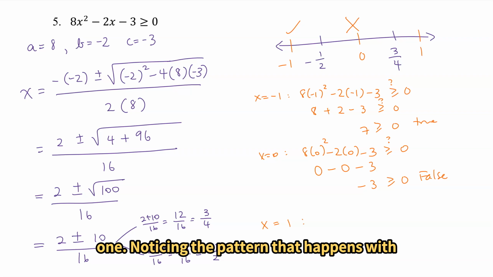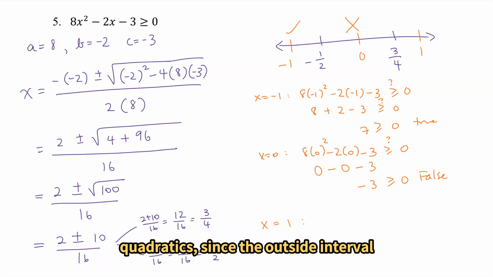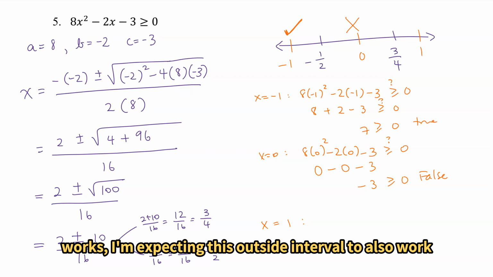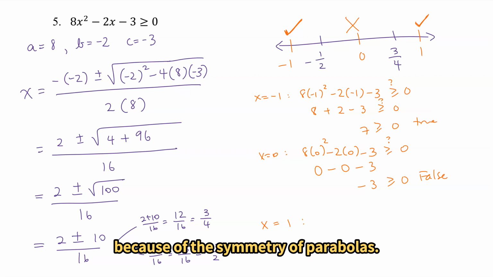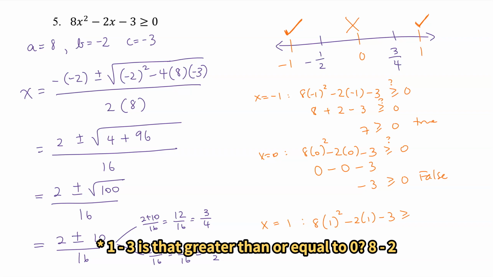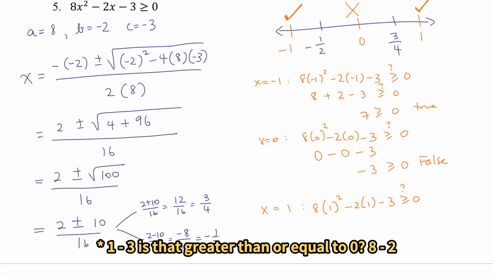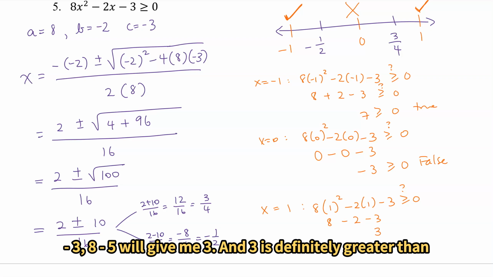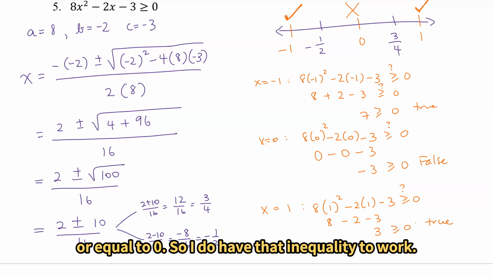And x equals 1. Noticing the pattern that happens with quadratics, since the outside interval works, I'm expecting this outside interval to also work because of the symmetry of parabolas. But let's double check and make sure. 8 times 1 squared minus 2 times 1 minus 3, is that greater than or equal to 0? 8 minus 2 minus 3, 8 minus 5 would give me 3. And 3 is definitely greater than or equal to 0. So I do have that inequality work.